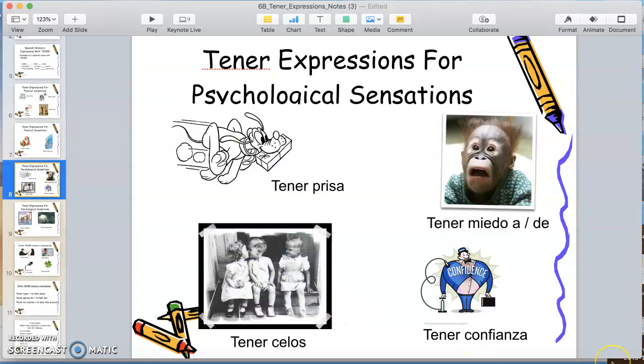Now, confianza never changes to confianzo. Okay? It stays that way. I cannot break up the expression. I can only conjugate the verb tener.